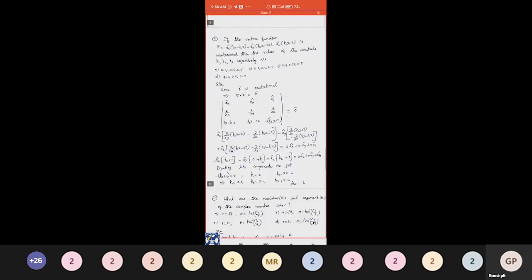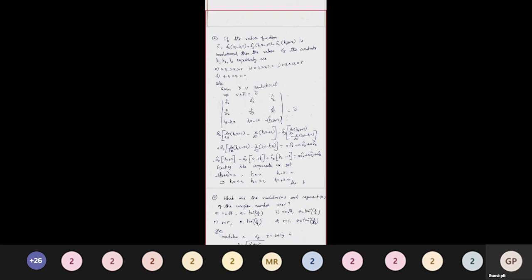Let us work out a problem based on vector calculus. If the vector function F equals ax cap into (3y minus k1 z) plus ay cap (k2 x minus 2z) minus az cap (k3 y plus z) is irrotational, then the values of the constants k1, k2, k3 respectively are, it is a multiple choice question. So we have four options. So we have to pick the correct option. Now let us use the condition given about F vector. F vector is irrotational. So what is the condition for an irrotational vector? F vector is irrotational means I can say del cross F vector is equal to 0 vector.